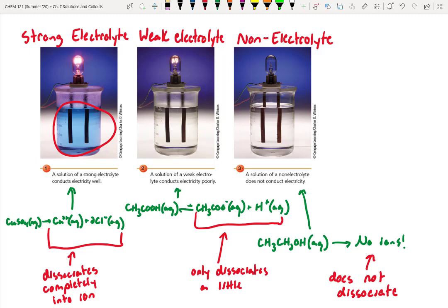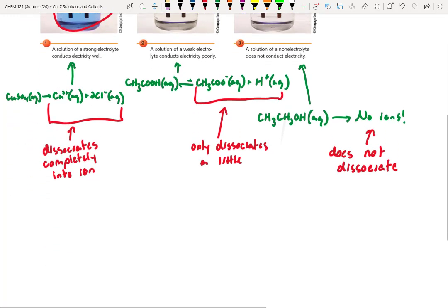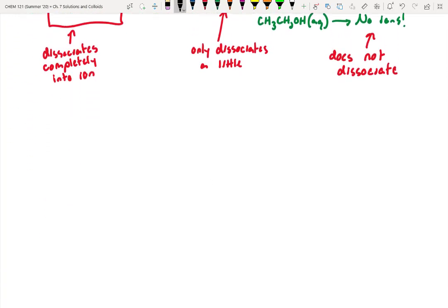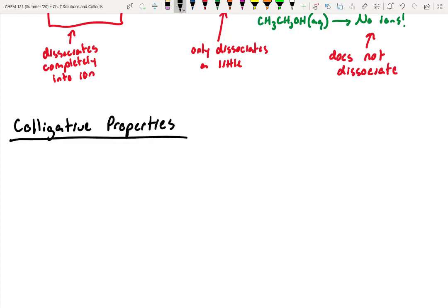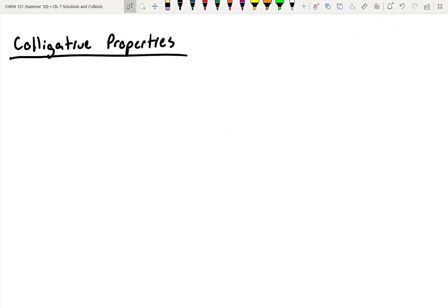All right, so the next section I want to look at, these are called colligative properties, and these are a bit different. Colligative properties are properties that are dependent on the concentration of a solution. Actually, let me put this up here.